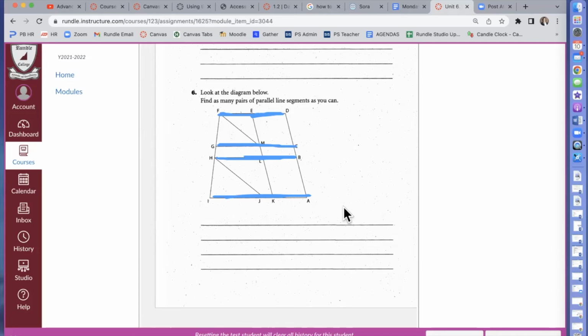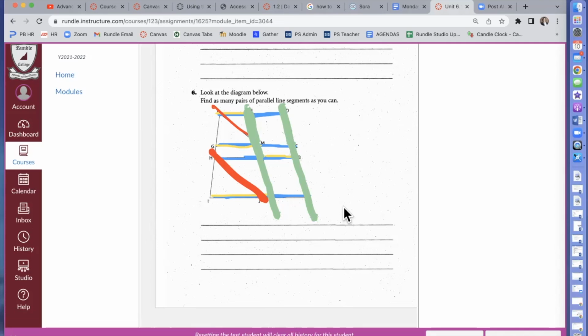You of course could have chosen the smaller sections. So you could have done like FE, GM, LB. You could have done it like that as well. There is another section going across. FM, you could have said is parallel to HJ. You could have said EM or EL or EK is parallel to DE, DB, or DA as well.